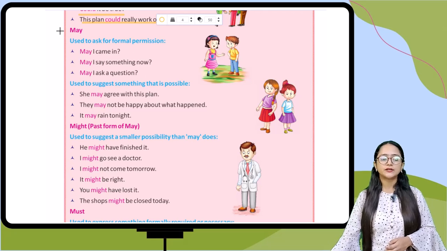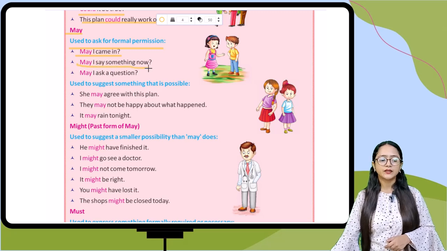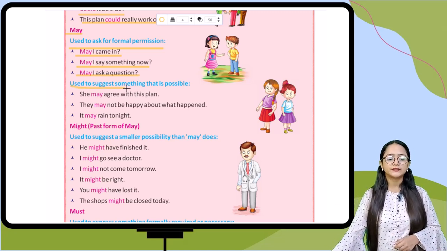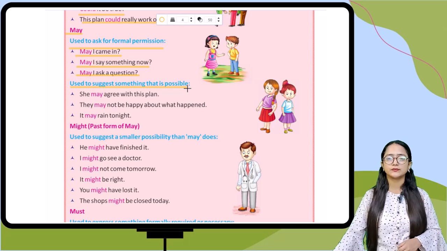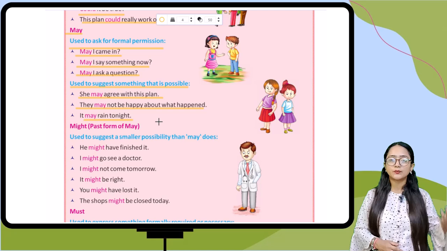Now let's move on to another modal, that is may. It is used to ask for formal permission. For example, may I come in? May I say something now? May I ask a question? So it is asking for formal permission. Now the next thing is used to suggest something that is possible. For example, she may agree with this plan. They may not be happy about what happened. It may rain tonight. So it is telling you about something which may be possible.